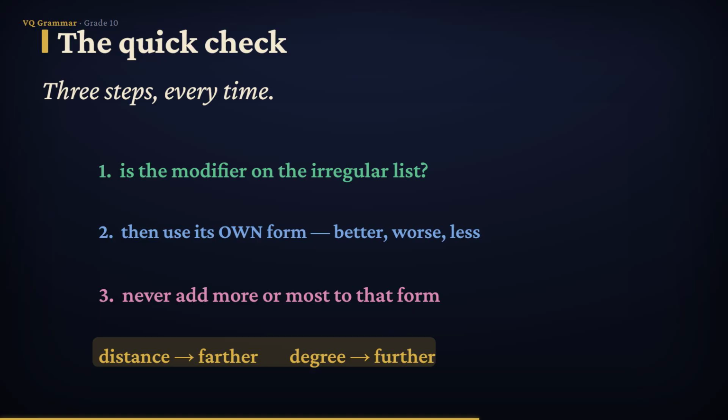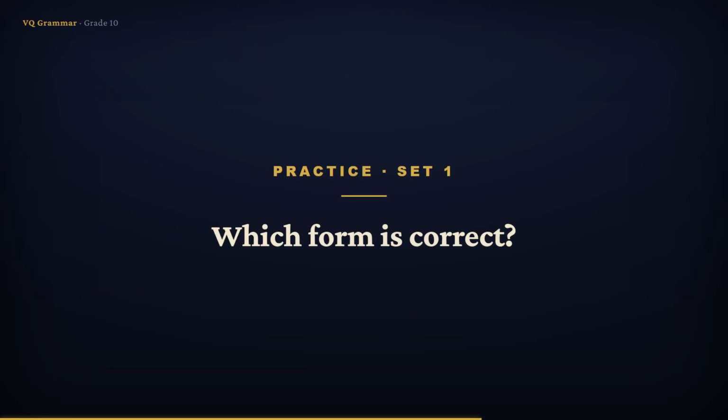Ready to practice? In this first set, I'll give you a sentence with a gap and the base modifier in parentheses. Your job is to choose the correct irregular form. Pause the video and decide before I reveal each answer.